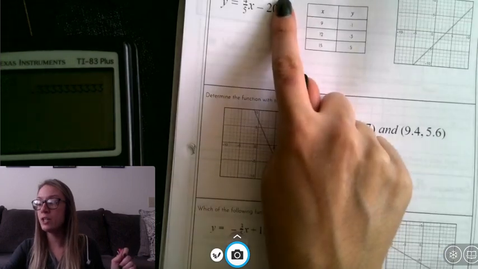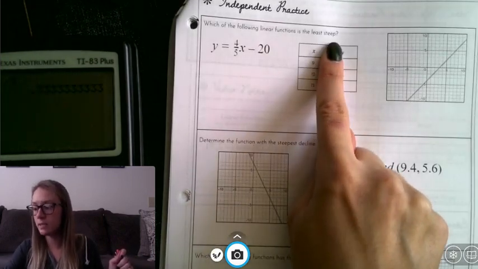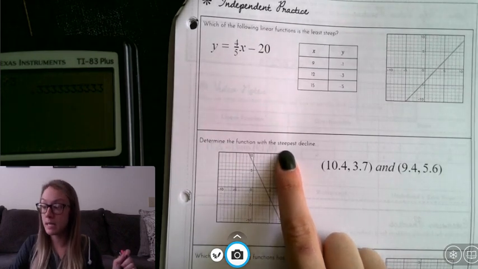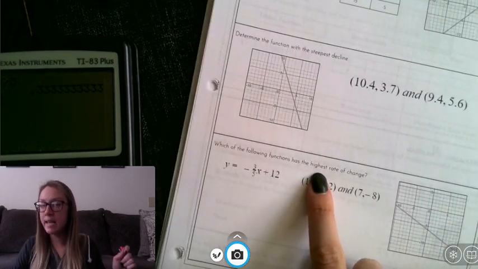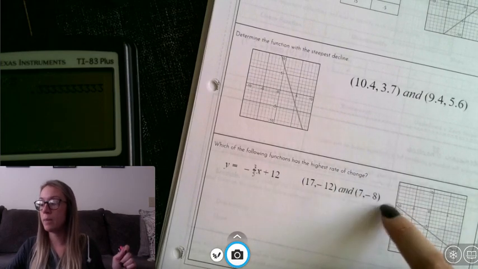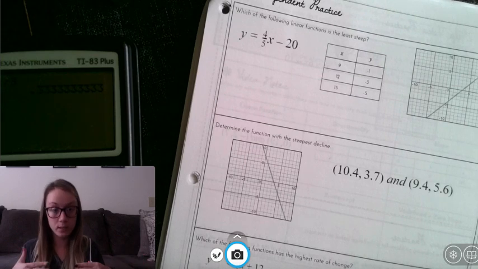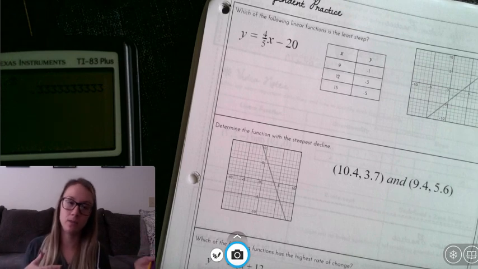Make sure you pay attention to what the question is actually asking you. So this one is the least steep. This one is the steepest. And then this one is the highest rate of change, which is the same thing as the greatest rate of change. So make sure you know what it's asking you to find, if you want the closest to zero or the furthest from zero, so you know which one is the steepest or the least steep.